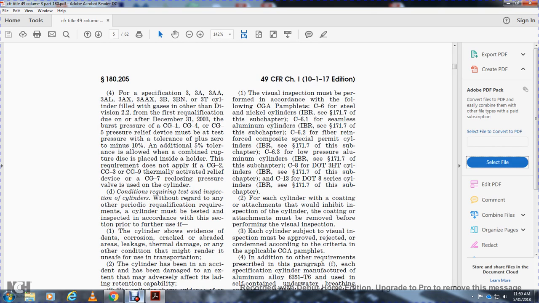Visual inspection must be performed in accordance with the following CGA pamphlets: C-6 for steel cylinders, C-6.1 for stainless steel cylinders, C-6.2 for fiber reinforced composite special permit cylinders, C-6.3 for low pressure aluminum cylinders, C-8 for 3HT cylinders, and C-13 for 8-series cylinders. For each cylinder with a coating or attachment that inhibits the inspection of the cylinder, the coating or attachments must be removed before the visual inspection.